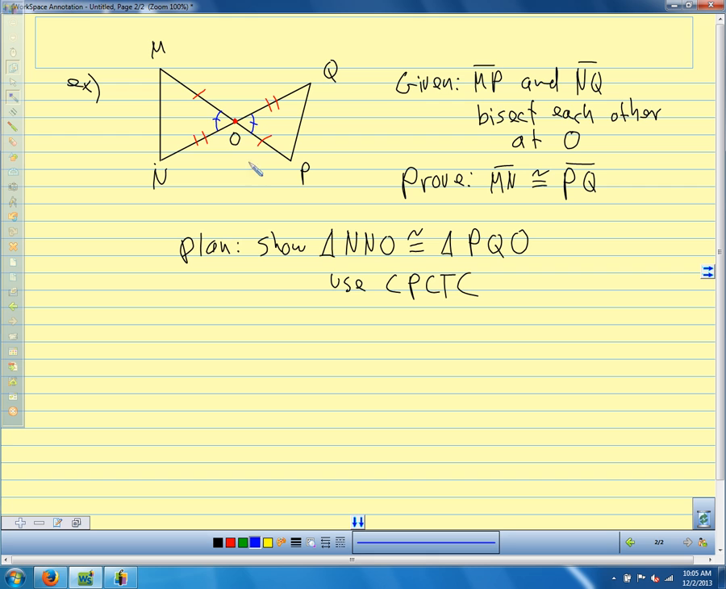So now we're almost set. Looking at this diagram, how would we say that those two triangles are congruent? What theorem or postulate? Side angle side. We have side angle side. So basically we figured out how we can do our proof. So here's our statement and our reason.